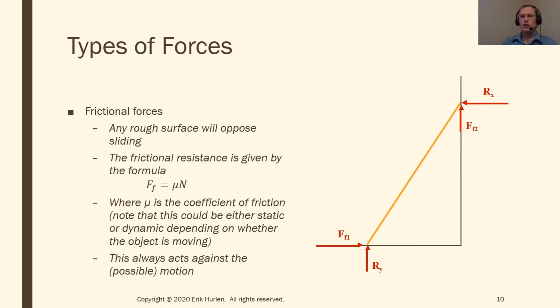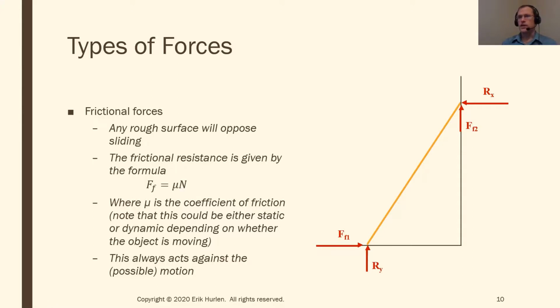My coefficient of friction, mu, actually has two versions. There's a static version. If this ladder is not moving, then there's a static value for the coefficient of friction that would give me this frictional force FF1 and FF2. However, there's also a kinetic version of the coefficient of friction. If this ladder is sliding, there's a different value for mu, which is also going to give me a different value for FF1 and FF2.